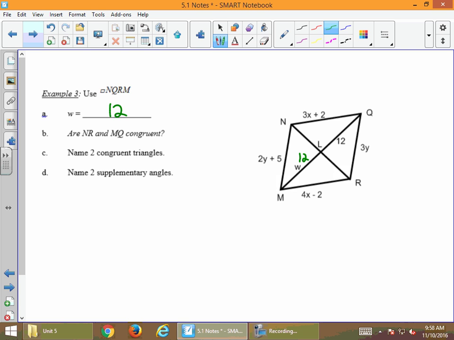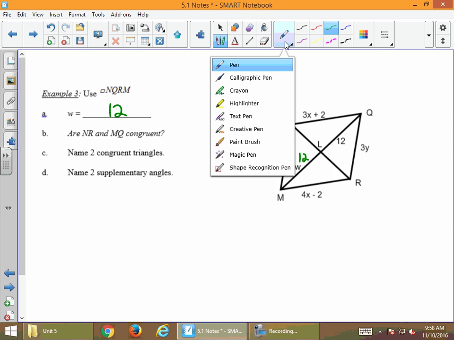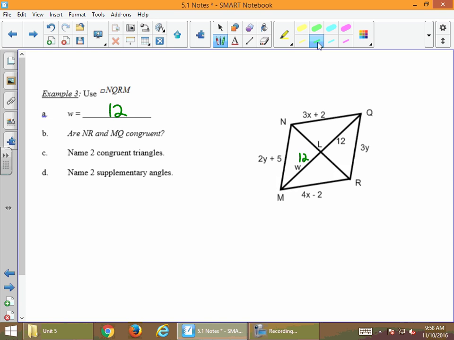And we could also use this to figure out what the whole segment is if we needed to know what MQ was. All right. Well, we know W is 12 by Alexia's reasoning. But we got that. All right. Part B. Are NR and MQ congruent? Well, let me highlight those so we can see what we're looking at. I got a question. Okay, let me highlight real quick and ask your question away.